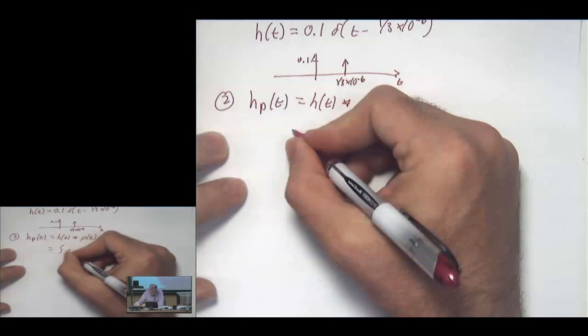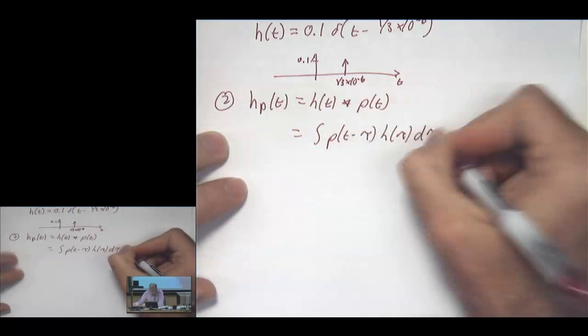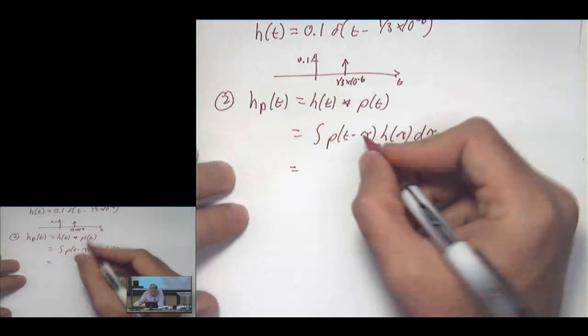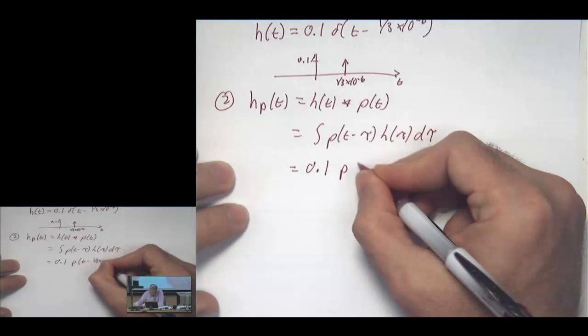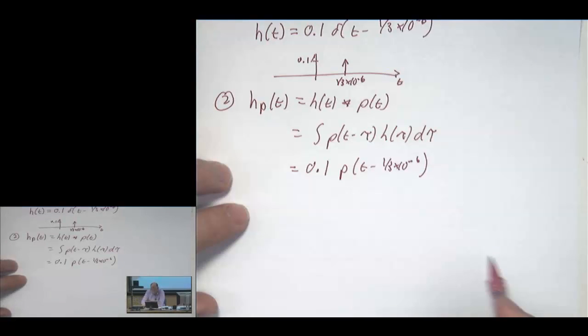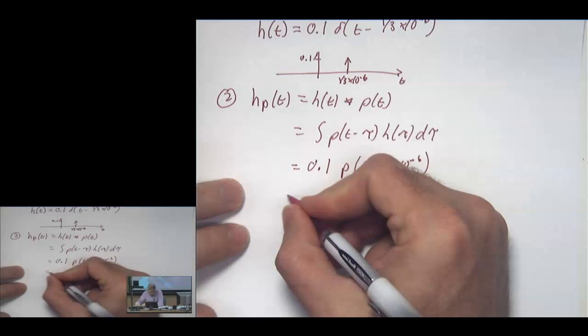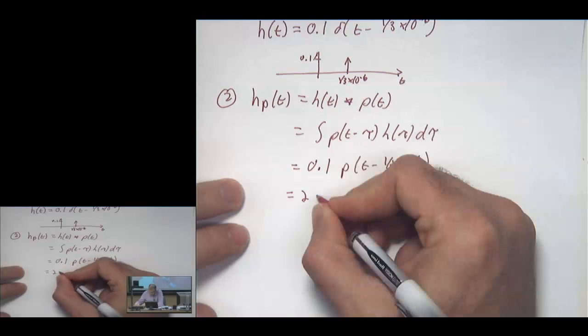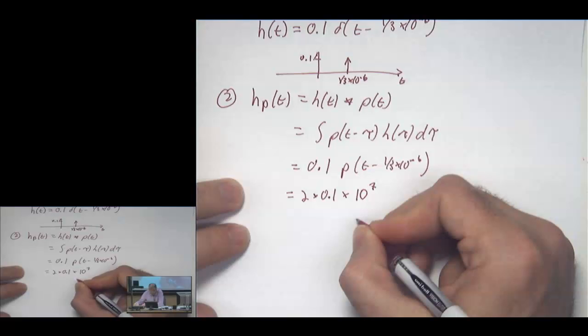So we have to convolve that somewhat nasty-looking impulse response with p of t. Now you appreciate why we only do this for really simple examples. So we plug this in and get 0.1, from the shift property, p of t minus 1/3 times 10 to the minus 6, where p of t is the passband thing I showed you a few pages ago. And then, if we wanted to, we could write that out, and that would be 2 times 0.1 times 10 to the 7. 10 to the 7, where did that come from?